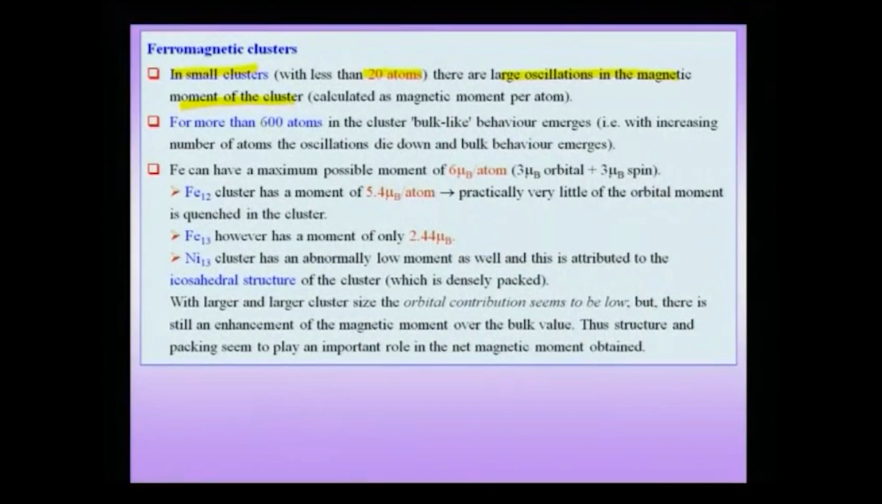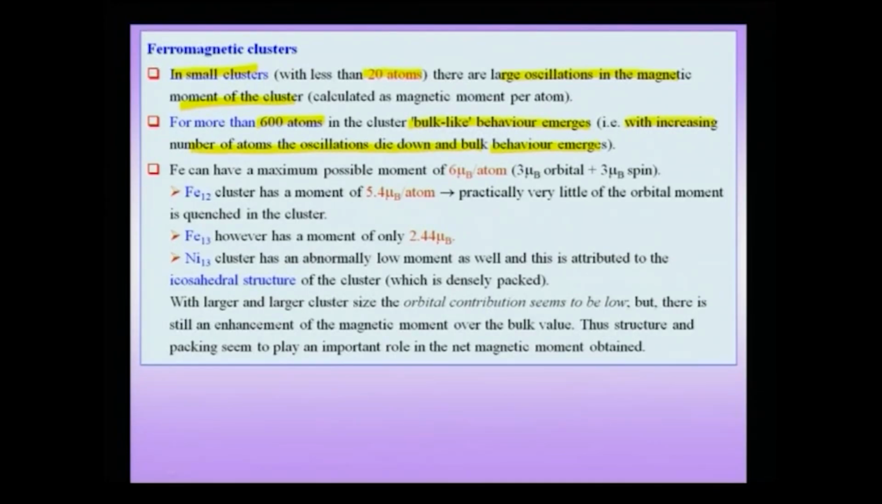When you are talking about a large group of atoms, like more than 600 atoms, you typically notice that bulk-like behavior emerges. That means, with increasing number of atoms, the oscillations in the magnetic moment die down, there are no sharp variations with change in the number of atoms, and the bulk behavior emerges. So, we have 2 or 3 size regimes: small clusters having typically less than about 50 or 20 atoms, the big clusters from 50 atoms to say 600 atoms, and finally the bulk behavior, wherein the magnetic moment approaches that of the bulk value of iron.